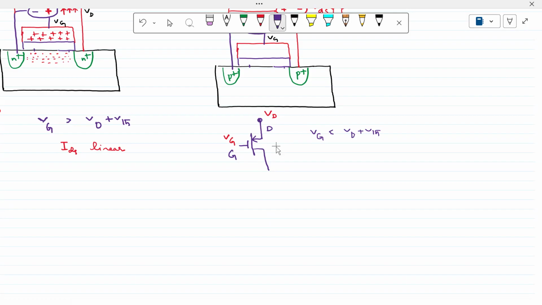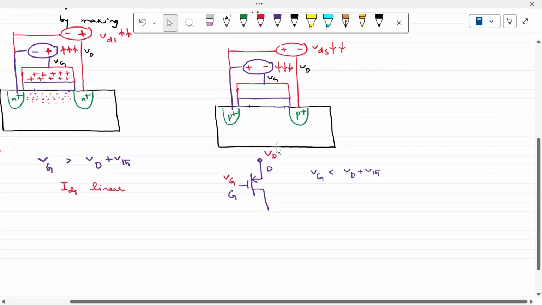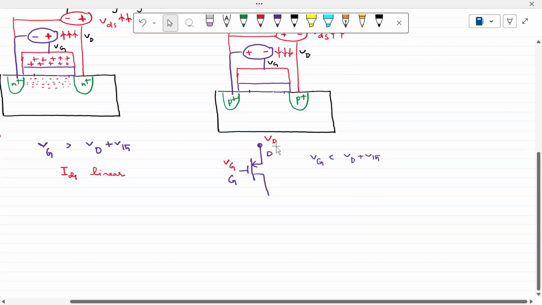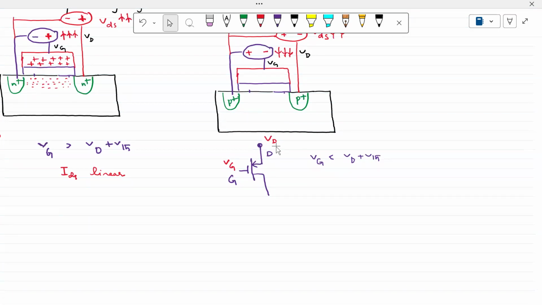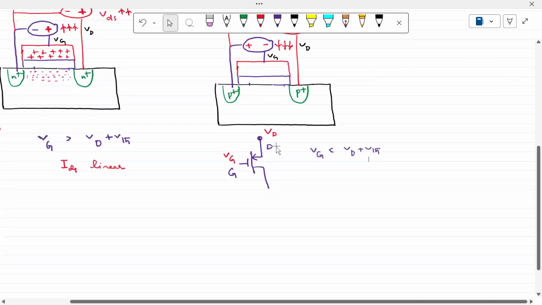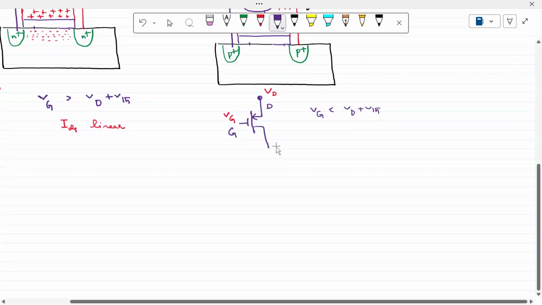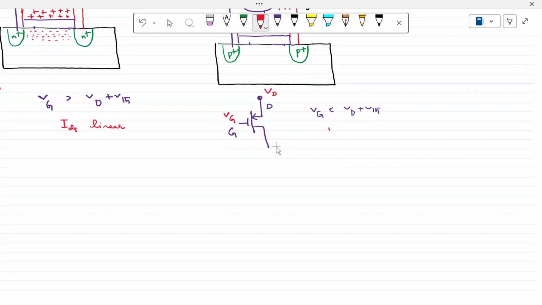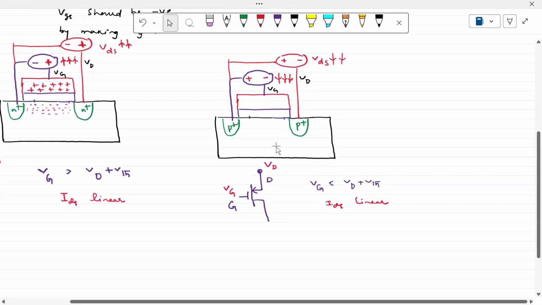Okay, that means what is the value of this one now? The drain potential is actually more negative. That means it's in the lower part of the more negative side, than that of the drain potential. Then the MOSFET is said to be in linear, right? IDS is said to be in linear. Did you catch this point?